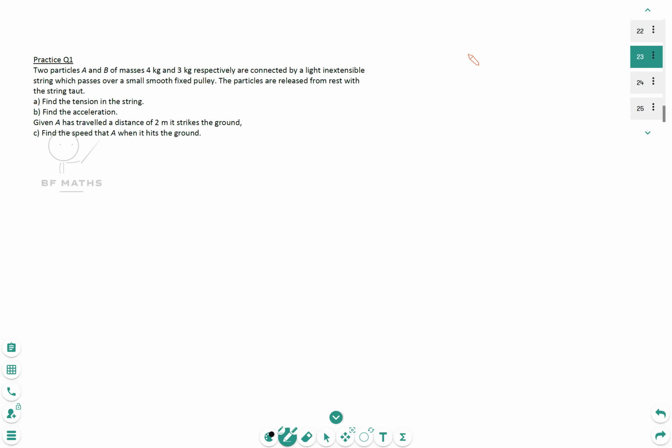I will draw the diagram if you need it. But if you don't, you can pause the video and have a go at all the questions. It's very similar to our previous one. Pause the video, have a go at the question. When you're ready for the answer, you can press play. Meanwhile, I'm going to draw the pulley.